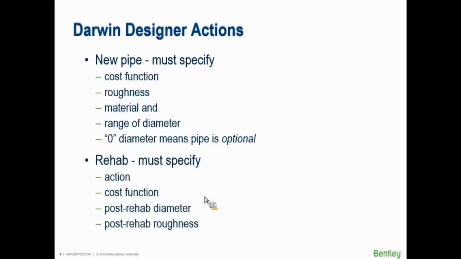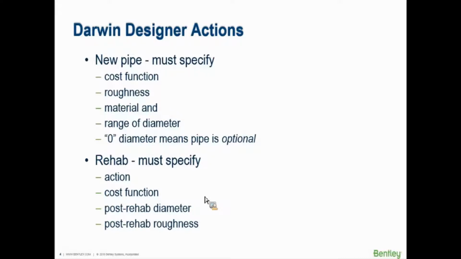For the rehab options for the existing pipes, you're going to specify the type of action being considered, whether you're cleaning, lining, bursting, or slip lining, whatever it is for that rehab. And then you're going to specify the unit cost per diameter, and whether or not you're going to consider doing rehab. So you could be putting in 0 inch diameter for that too. In a similar fashion, but instead of the cost of the pipe, you're handling the cost functions for the rehab. And you also put in the post-rehab diameter and post-rehab roughness.